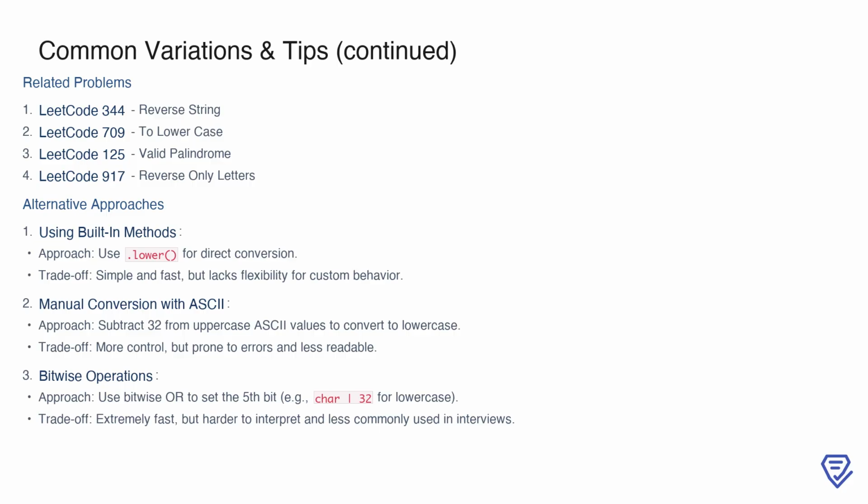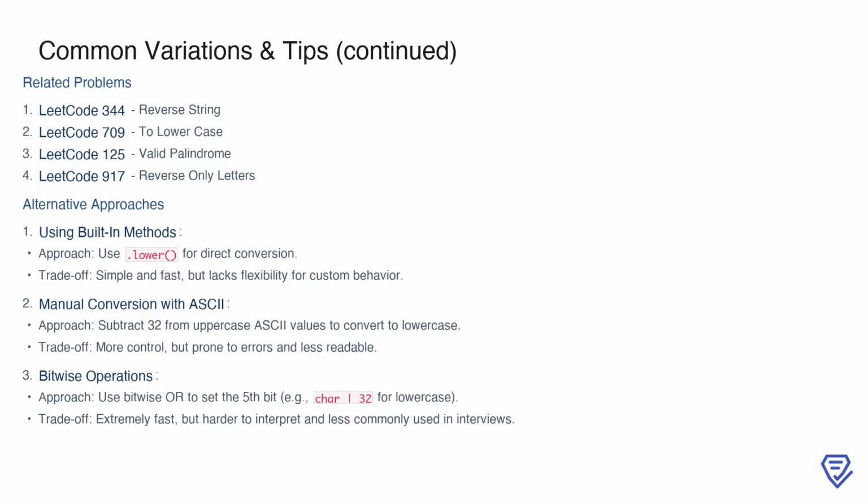When it comes to alternative approaches for case conversion, the first and most straightforward option is using built-in methods, such as .lower. This approach is quick and easy to implement but might lack flexibility if you need custom behavior. A more manual method involves directly using ASCII values, subtracting 32 from uppercase letters to convert them to lowercase. While this gives you more control, it is prone to errors and can make your code harder to read.